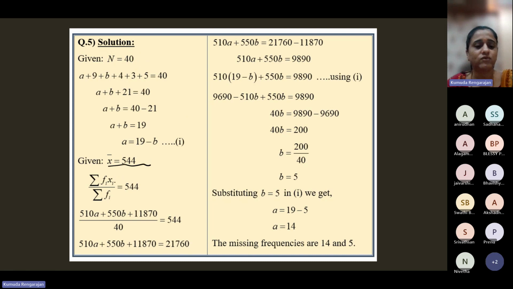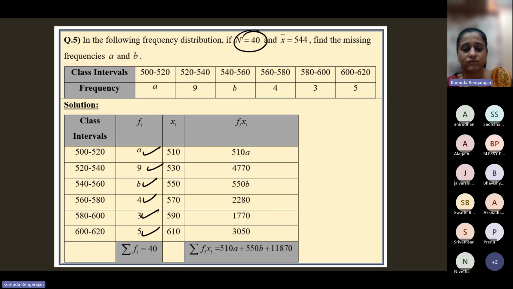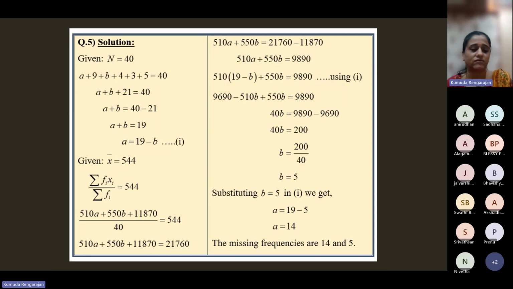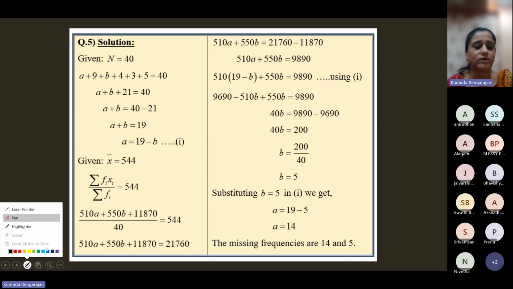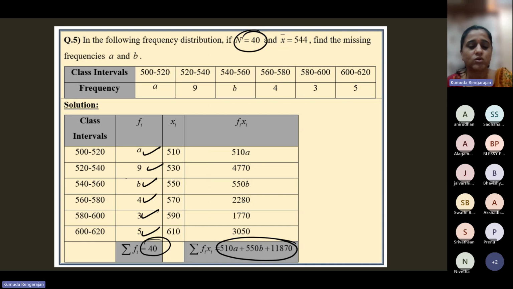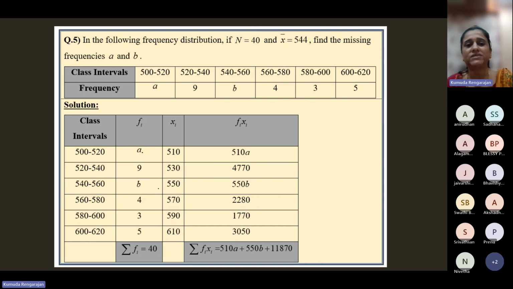So X bar is 544, meaning sigma FiXi by sigma Fi is equal to 544. So substitute the values you've found. This one divided by this one. You can take 40 itself. Now you will ask me which one to take. What is the total we got? A plus B plus 21.